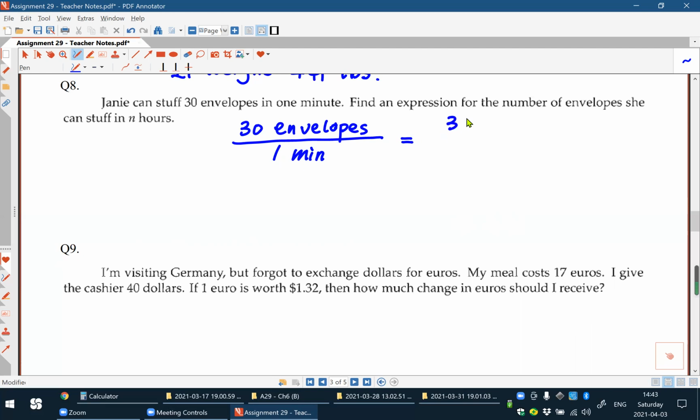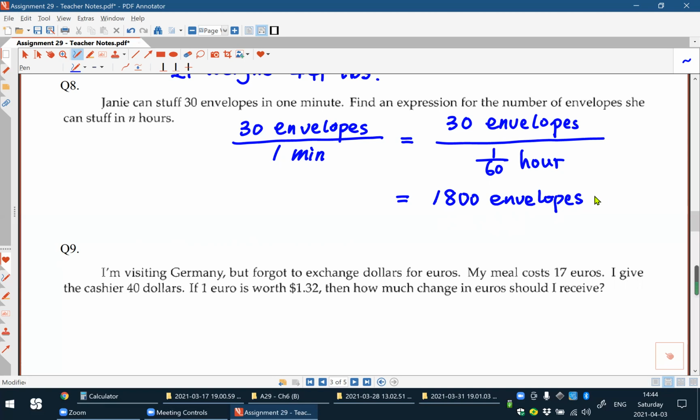So 30 envelopes. How many hours per 1 minute? 1 minute is 1/60 hours, right? So here we convert the minute to hours, and the result here is, that means her work rate is 1800 envelopes per hour.